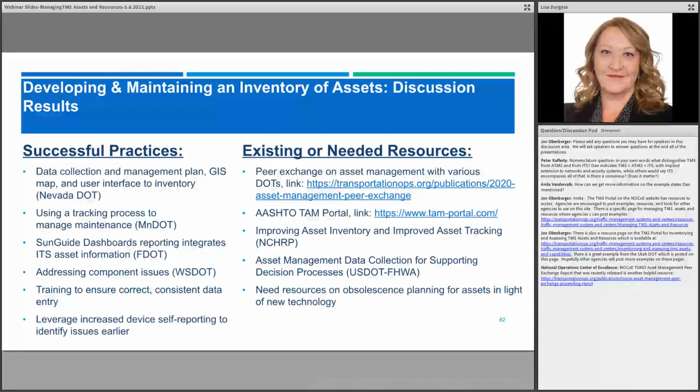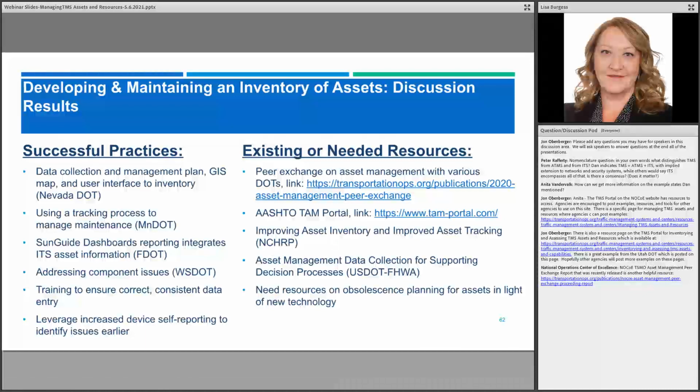There were a couple of needs identified about how we provide the right training so that people are tracking and inventorying assets in the same consistent way. Maybe there's also an opportunity to look at how TMS assets and devices can self-report issues. How can we automate some of those processes? And we'll touch on that as part of the third breakout group.